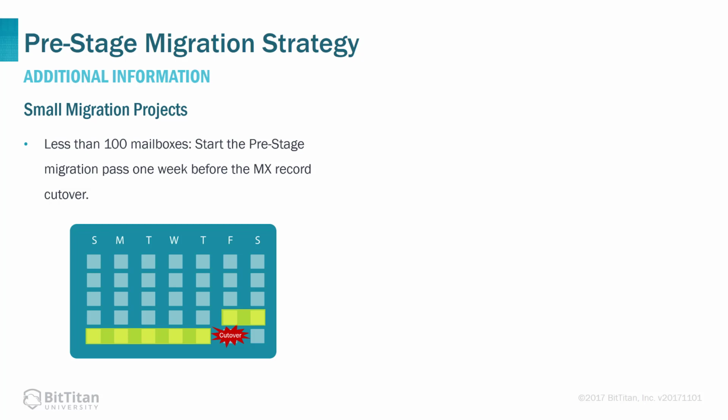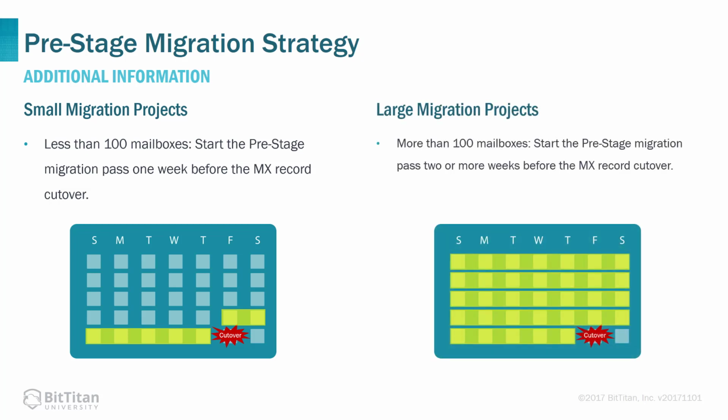For small projects, those with less than 100 mailboxes, you should start the pre-stage migration pass at least 1 week before the MX record cutover. For large projects, those with greater than 100 mailboxes, you should start the pre-stage migration pass 2 weeks or more before the MX record cutover, depending on the total number of mailboxes.